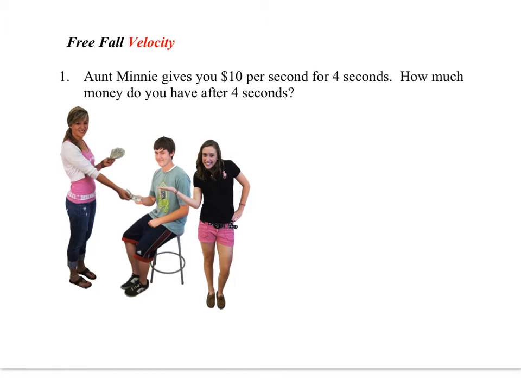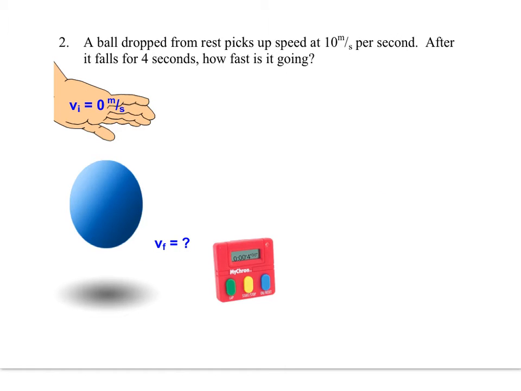So for example, number 1 says Aunt Minnie gives you $10 per second for 4 seconds. How much money do you have after 4 seconds? Giving this a little thought, I bet you can figure it out. Let's pause the video and take a second to do just that. And hopefully after a little thinking, you realize that after these 4 seconds you will have $40.